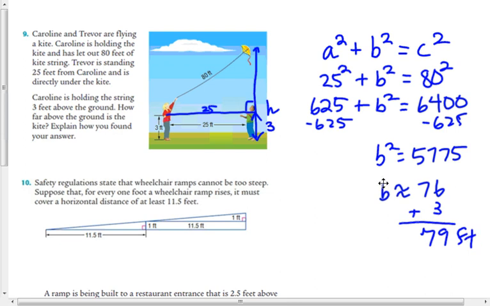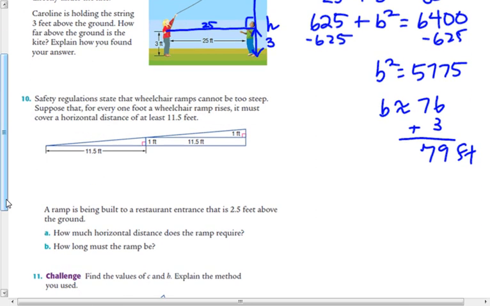All right, on this next problem, it says safety regulations state that wheelchair ramps cannot be too steep. Suppose that for every 1 foot a wheelchair ramp rises, it must cover a horizontal distance of at least 11.5 feet. Okay, a ramp is being built to a restaurant entrance that is 2.5 feet above the ground. How much horizontal distance does the ramp require? How long must the ramp be?